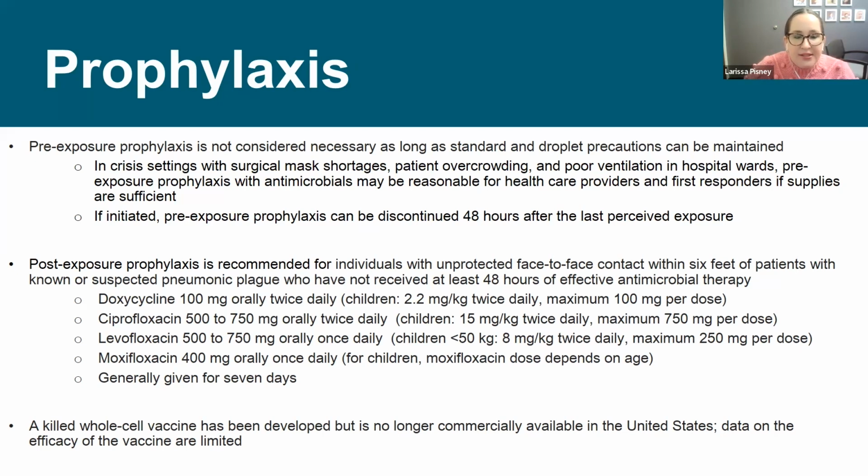And then lastly, just to note, a killed whole cell vaccine has been developed, but is no longer commercially available in the United States, and data on the efficacy of this vaccine is limited.